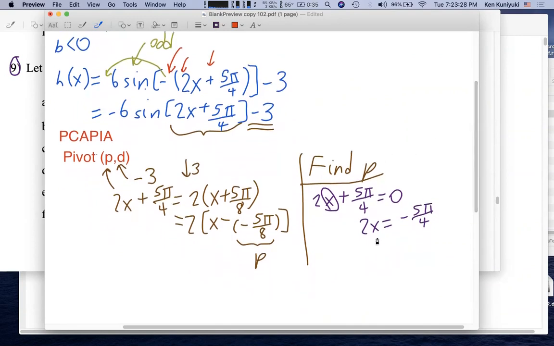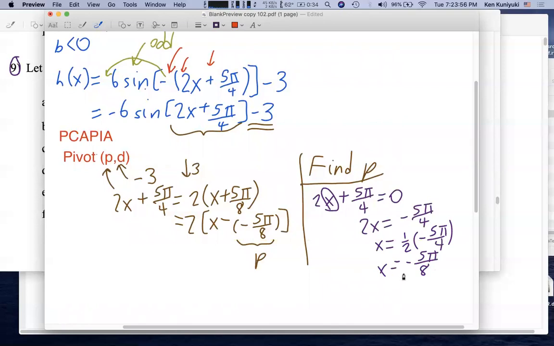And then again, there's this issue of dividing by 2. There's no way of avoiding that. So when you divide by 2, you're multiplying by a half. There might be an easier way of doing it. You're multiplying both sides by half, right? So 1/2 times negative 5 pi over 4 is negative 5 pi over 8 once again. So I'm getting that the phase shift is negative 5 pi over 8.